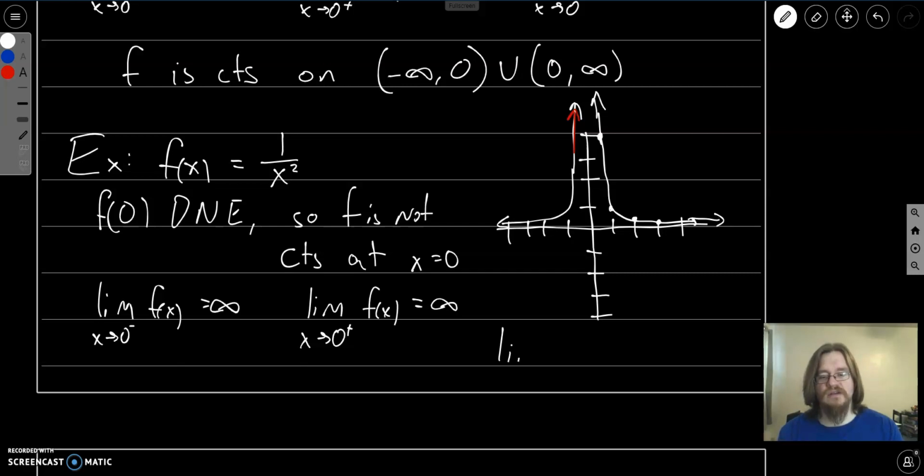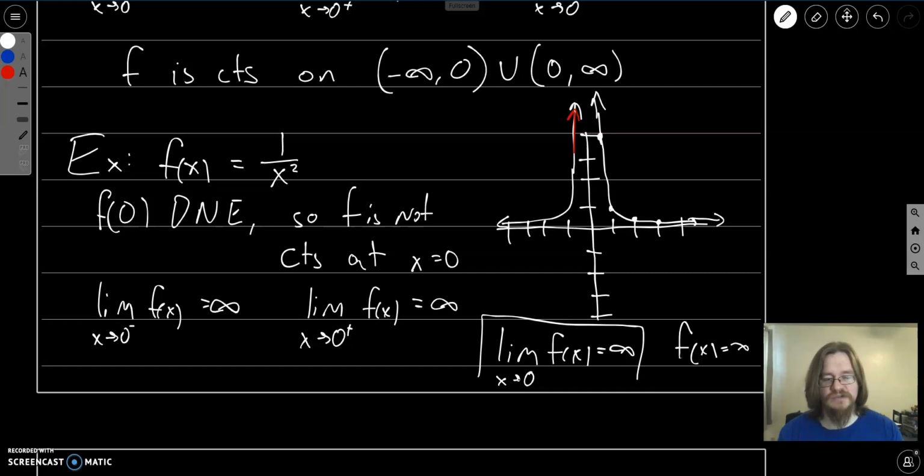So since both these limits are the same, we can say that yes, the limit as x approaches 0 of f(x) is equal to infinity. And whenever this happens, if we ever have the limit equal to infinity, can we ever get a function that's just equal to infinity at that point? So if I plug in a 0 into any function, could I get infinity?